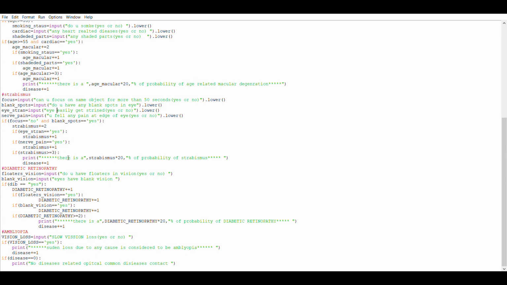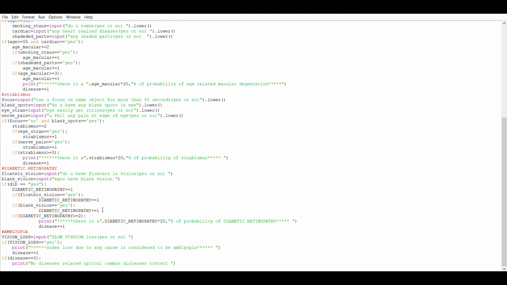After that we calculate the probability of strabismus and diabetic retinopathy. Diabetic retinopathy is considered only for a diabetic patient. For diabetic patients there is a maximum probability of getting diabetic retinopathy, and floating vision and blank spots will be there in your vision, where you can't see any object. If you are a diabetic patient and have floating visions and black visions, you have maximum probability of diabetic retinopathy. From that we calculate diabetic retinopathy.